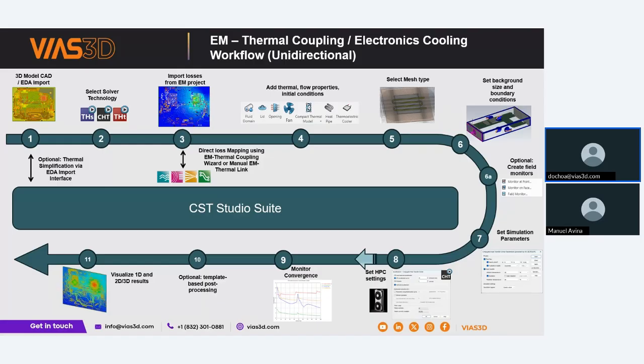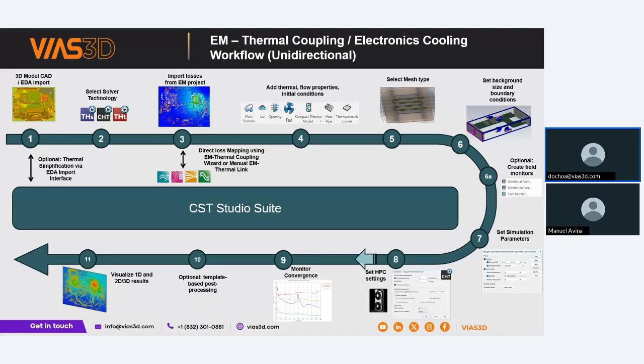Then you have to select the mesh technology. So we have tetrahedral, hexahedral, and we also have an octree mesh technology available, which is the picture that you're seeing in step number 5. This is only available on the conjugate heat transfer solver. Of course, you need to define your boundary conditions. This is a very important step, and we will discuss that in a moment.